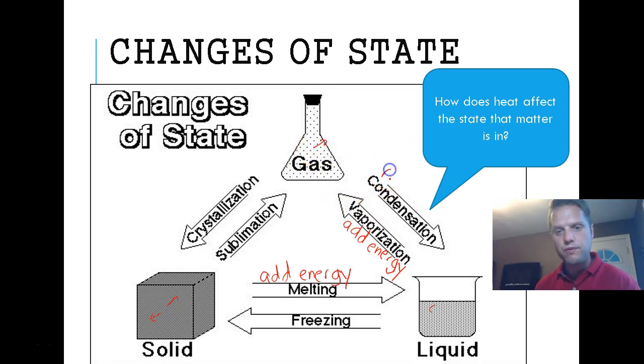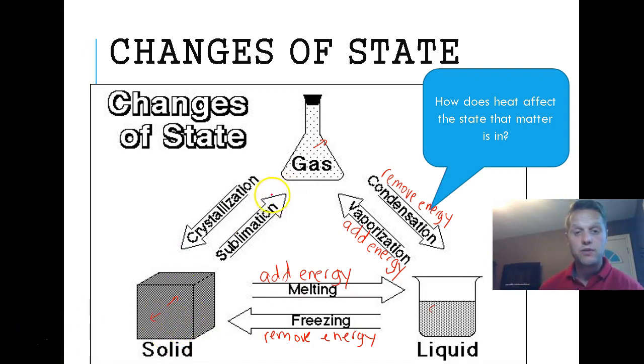Well, when we remove energy, the opposite happens. If you take a gas and you cool it, it will actually condense, which means it gets closer together. Condense means closer together, and it turns into a liquid. And if we remove even more energy from a liquid, like if you take some water and put it in your freezer, you remove energy and it turns into a solid.